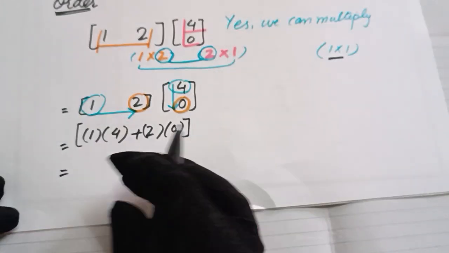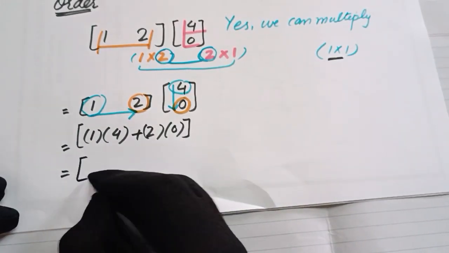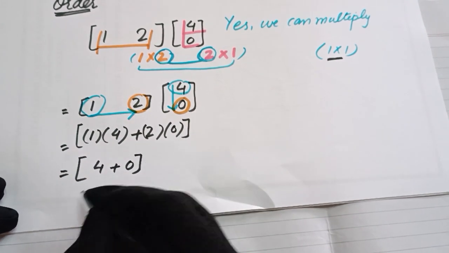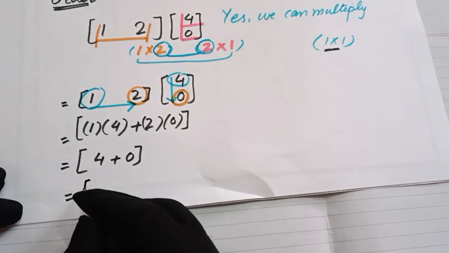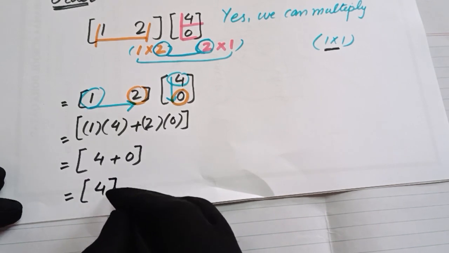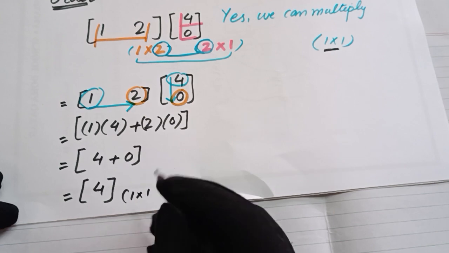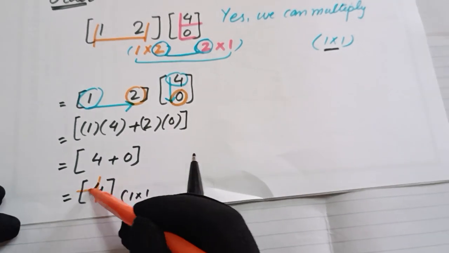Now after multiplication, we will solve our elements. 4 ones are 4 plus 2 zeros are 0. So it will be equal to 4 plus 0, 4. And it has the same order, one row, one column.